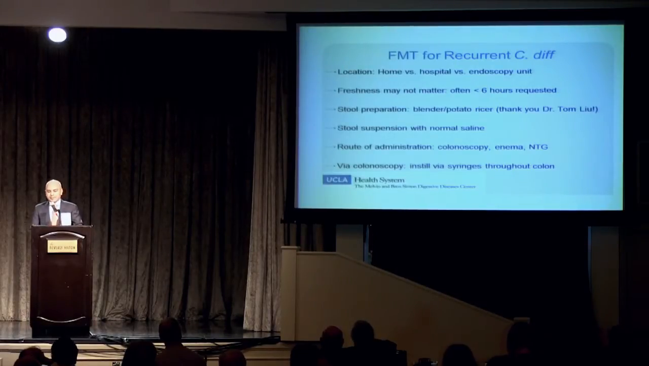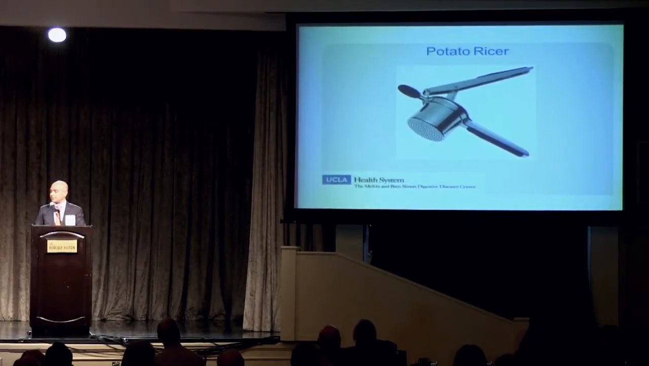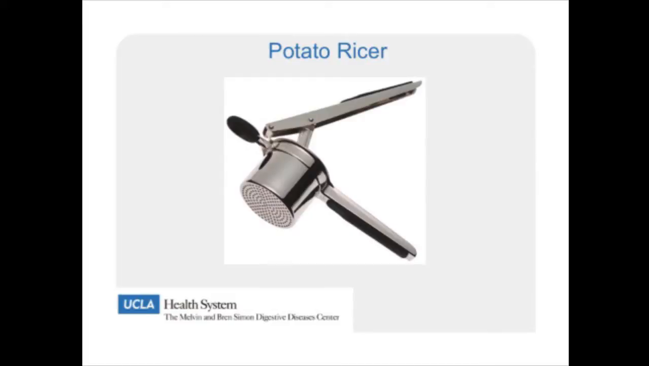And the route of administration, as I mentioned, has been colonoscopy, enema, or infusions from the proximal gut. Via colonoscopy, it intuitively makes a lot of sense. We have a sense of control in terms of the administration and the distribution of the transplanted material throughout the gut. So this is a potato ricer, which you can find at any Bed Bath & Beyond or kitchen supply store. As you can imagine, there's more control in preparing the slurry as opposed to using a blender. And again, Tom Liu at Beth Israel Deaconess is the one that told me about this.